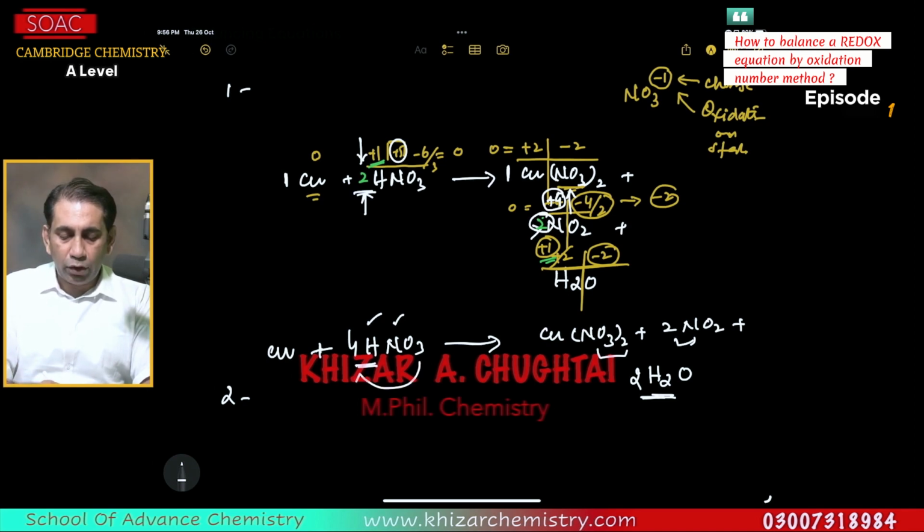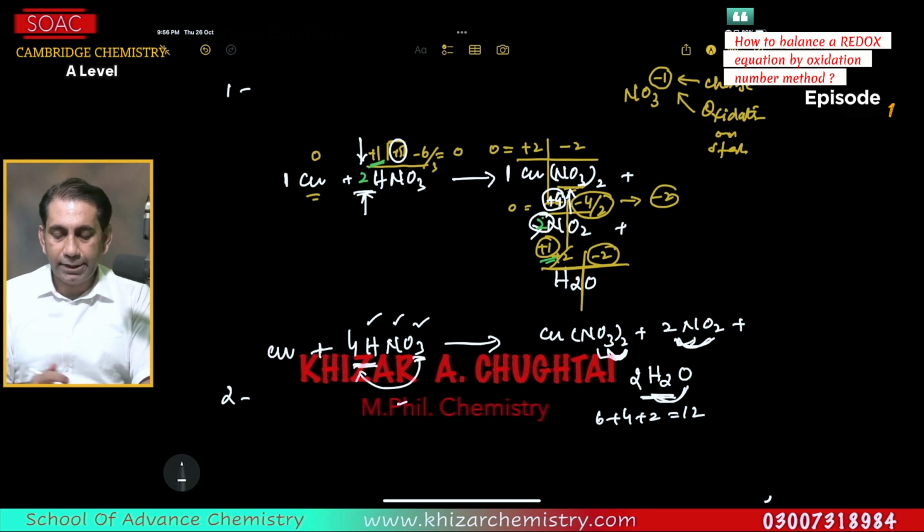Now it's turn for the oxygen. 4 threes are 12. 12 oxygens are over here. 2 threes are 6 oxygen, 2 twos are 4 oxygen, and 2 ones are 2. So 6 plus 4 plus 2, yes, 12 oxygens are over here. Oxygens are balanced. Hydrogen balanced. Nitrogens are balanced. Oxygens are balanced.